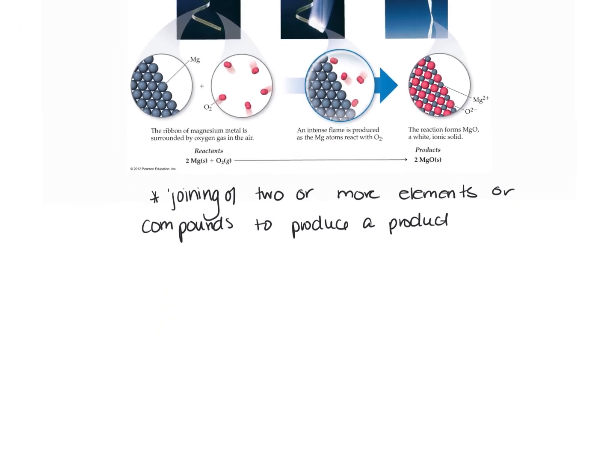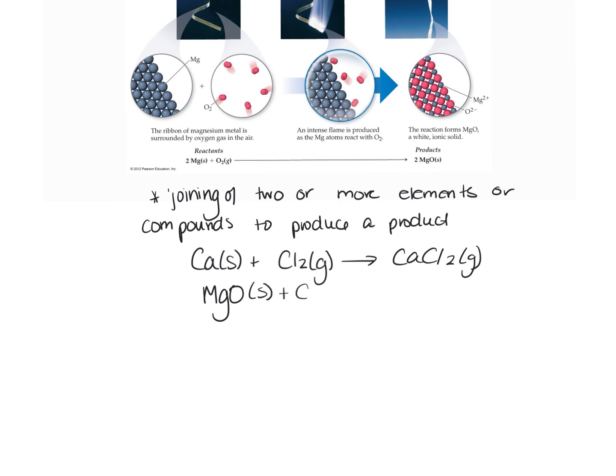Okay, so let's look at another example. When you have calcium solid reacting with Cl2, which is chlorine, notice that's another diatomic element, that forms calcium chloride. That's another example of a combination or synthesis. We've got two reactants going to one product. Then we have magnesium oxide reacting with CO2 gas, and it goes to magnesium carbonate as a solid.